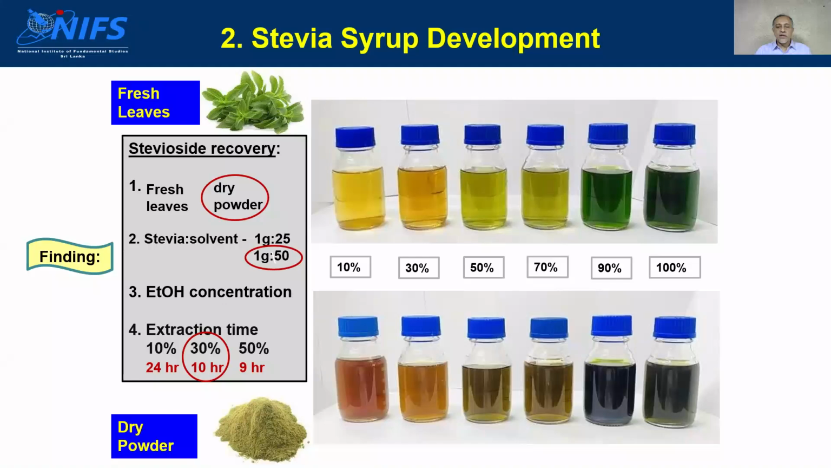Using these extracting medium series, we obtained syrup from the fresh leaves as well as from dry powder. And we tested how much material needs to be mixed with the solvent. We tested two levels: one is 1 gram to 25 milliliters of solvent, and the other is 1 gram to 50 milliliters of solvent. Out of these two, we found that 1 gram of sample material mixed with 50 ml extracting medium was the best for our purpose.